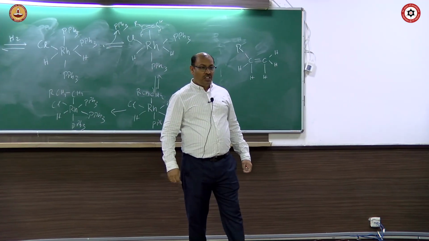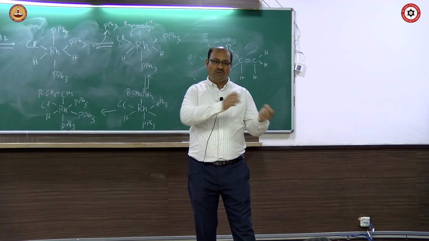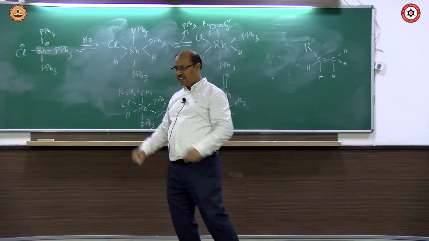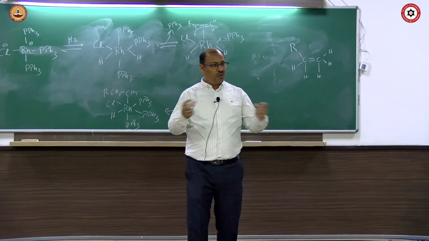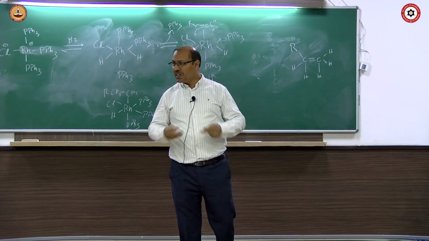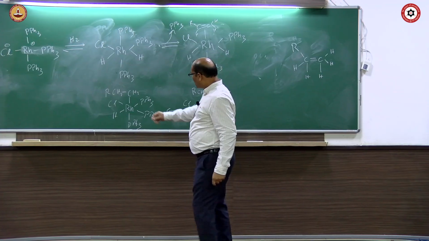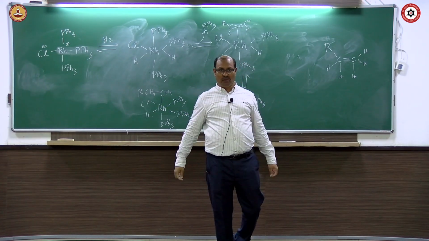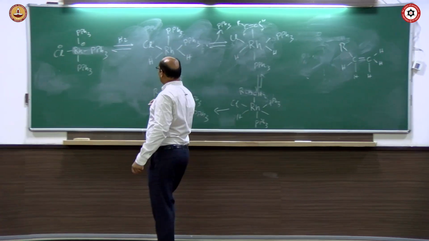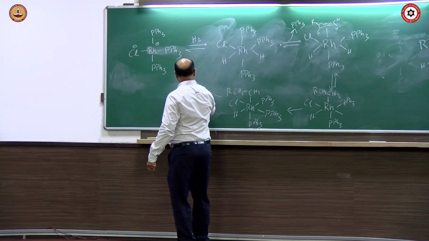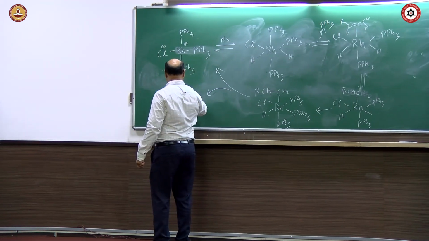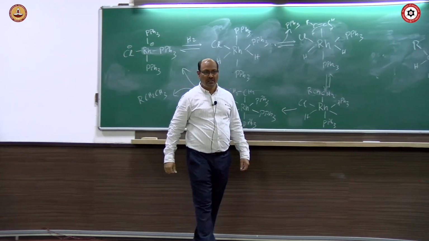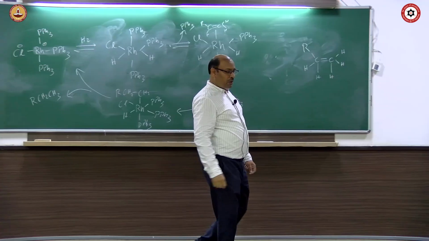Reductive elimination means two groups together come out from the metal. Oxidative addition means two groups are added. Reductive elimination means two groups come out. When they come out, they form a bond between them. So this RCH2-CH2 and H, together they come out forming a bond, releasing the alkane. Okay. So what happened?